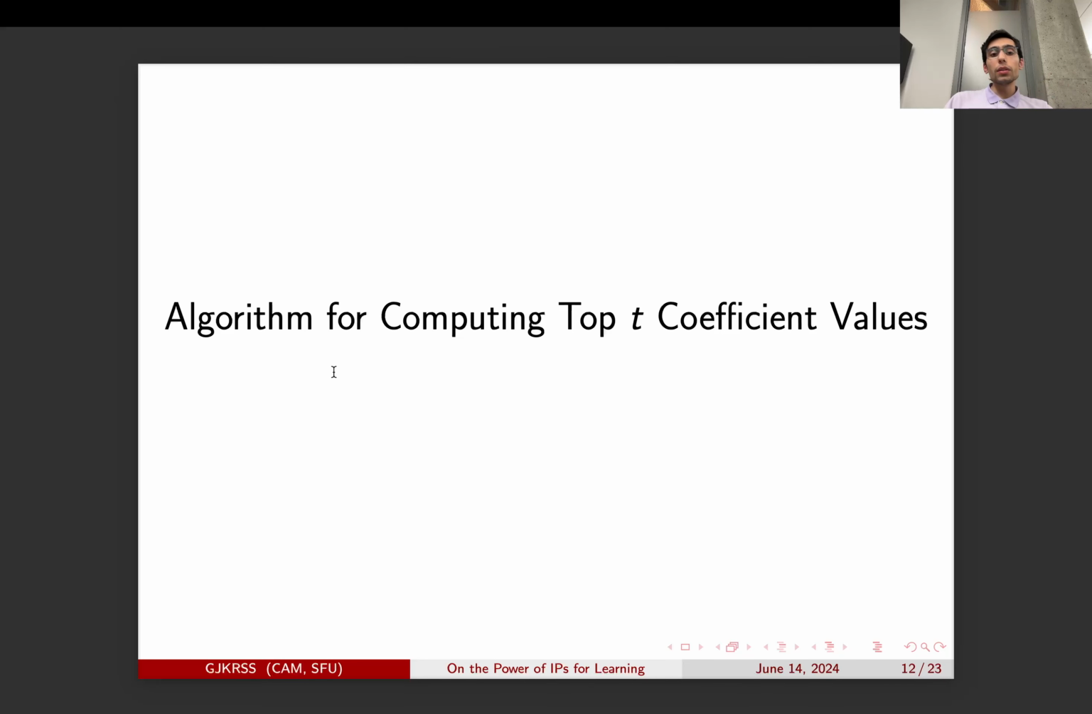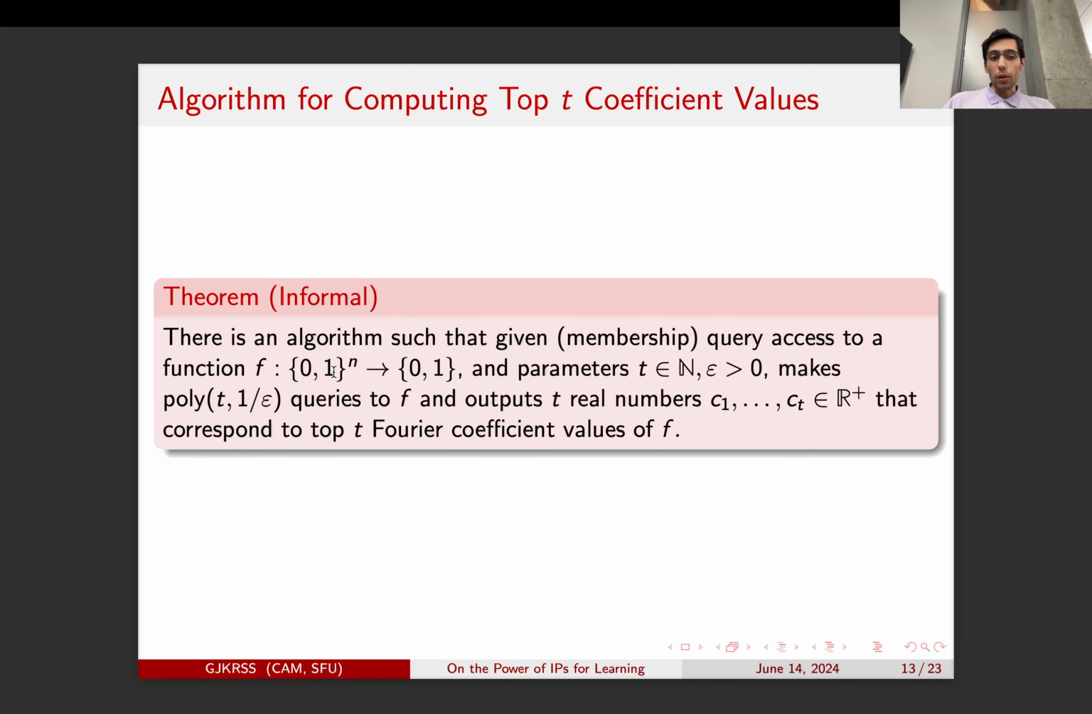So this takes us to an algorithm for computing top t coefficient values. Here's the theorem. There exists an algorithm that, given query access to a function f and two parameters t and epsilon, where epsilon is an error parameter and t is the number of top coefficients that we care about, makes polynomial in t and 1/epsilon queries to f and outputs t real numbers. These are the coefficient values of the Boolean function f, and these are the top ones. So other coefficient values will be smaller.